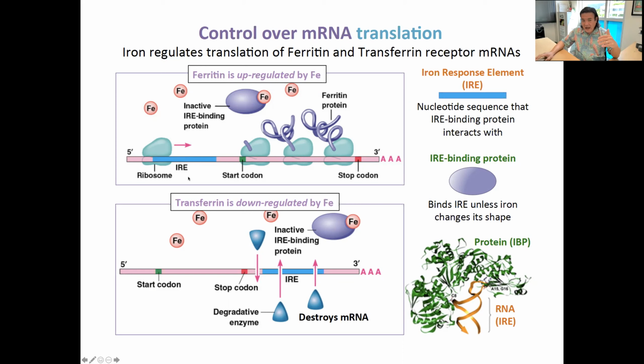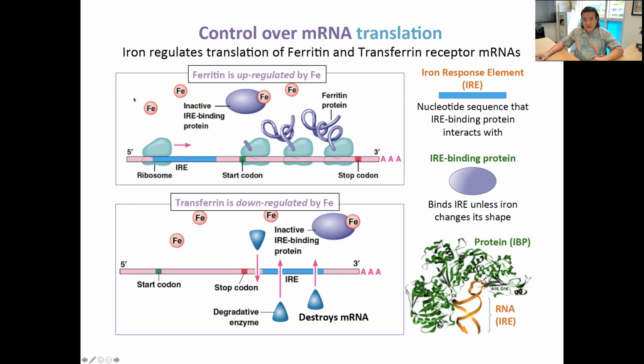So normally, if there's no iron, this IRE binding protein would be docked there, and it would get in the way of ribosomes translating this mRNA. But once you have a lot of iron present, the iron binds to the IRE binding protein, changing its shape, and then the purple IRE binding protein falls off of the mRNA, as pictured here. As a result, ribosomes can now start working their way down the mRNA, making the ferritin protein. Then your cell uses that ferritin protein to store all this extra iron that's floating around.